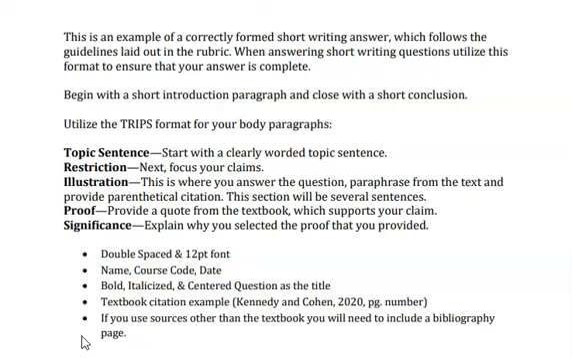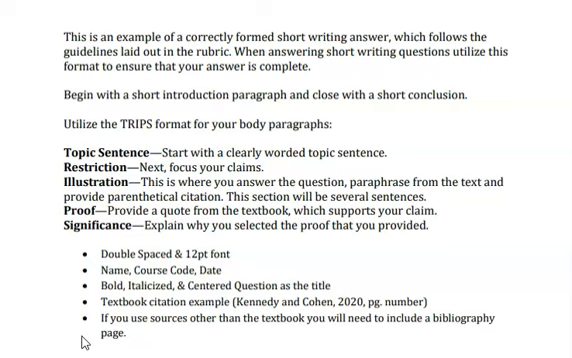So this TRIPS format starts with a topic sentence. You're going to state with a clearly worded topic sentence what question you're answering. You're going to state what you're going to talk about in that paragraph. Then you're going to focus in your claims. This is your restriction. Then you're going to give an illustration. This is the longest part of your paragraph. It could be more than one sentence.